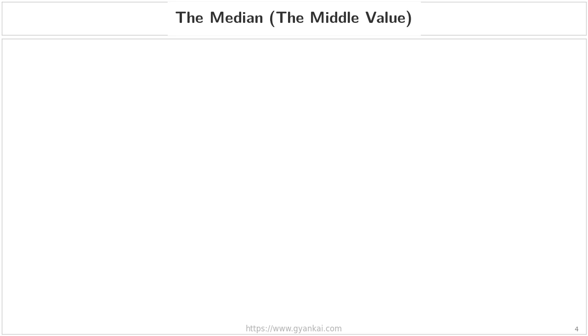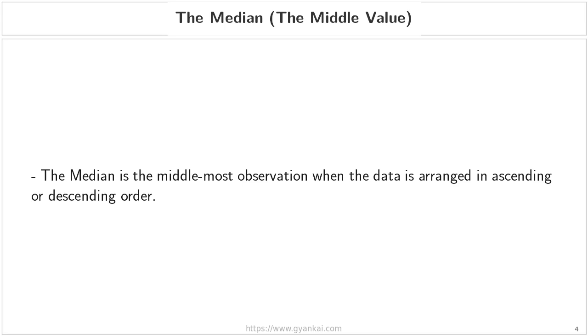The median, the middle value. The median is simply the middlemost observation in your dataset. However, there is one crucial rule you must remember before you try to find it. You must first arrange your data in order, either from smallest to largest or largest to smallest.